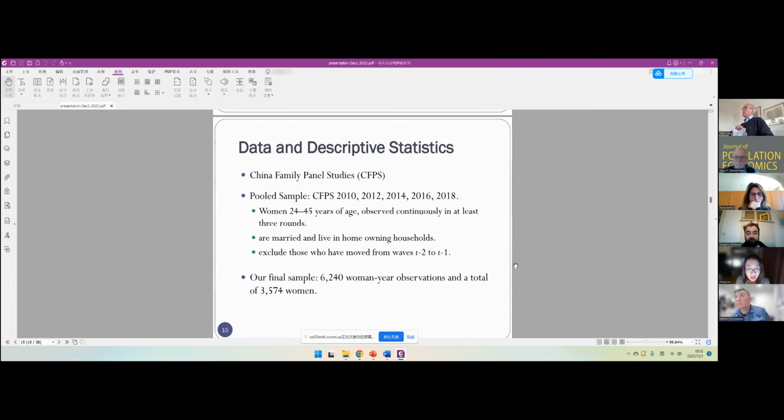As we already said, we use data from CFPS, a nationally representative data set. We focus on women 24 to 45 years of age who are observed continuously in at least 3 rounds. And we focus on married women in home-owning households. We also exclude the movers between 2 waves. Our final sample has about 3,500 women, 6,200 woman-year observations.